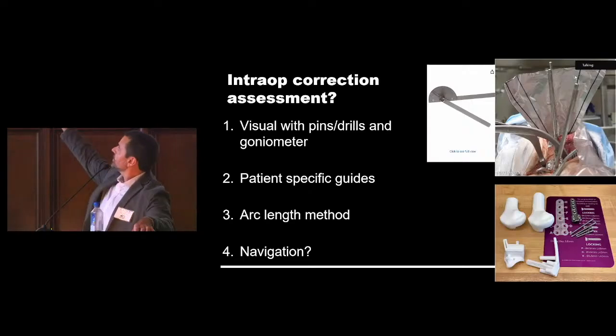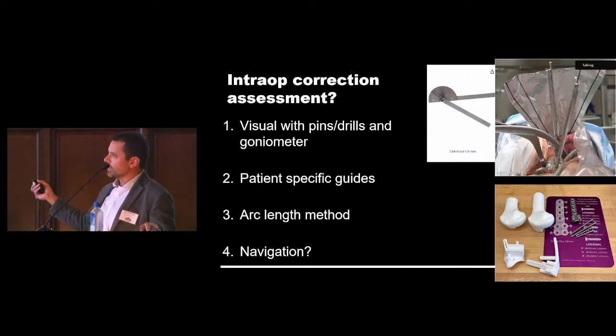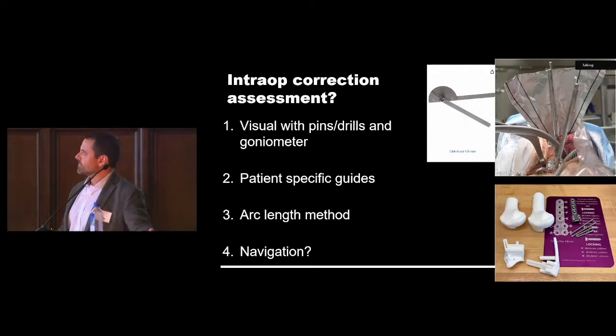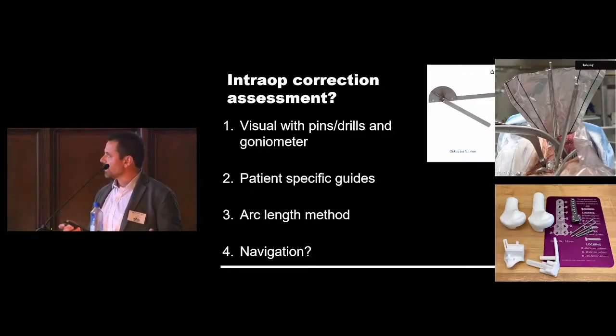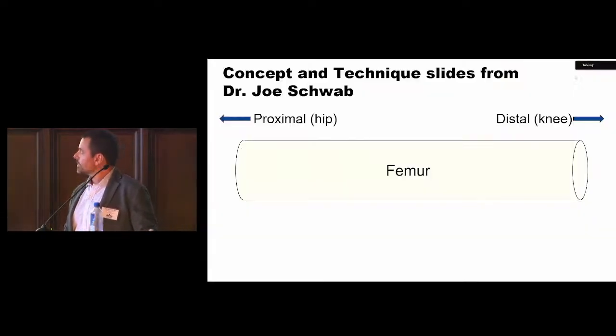So you can use some sort of reference pin or drill and have somebody stand at the foot of the table with a goniometer. And I feel like this is sort of like measuring with a micrometer and cutting with an axe. I think we can get close, but it's not as precise as I think we want it to be. Patient-specific guides are available. I have no experience with them. The arc length method, which is what Joe Schwab has explained, is what I'm going to show next. And I'm unaware of any navigation technology used for it. I think there's a role for it, but at present I don't think it exists.